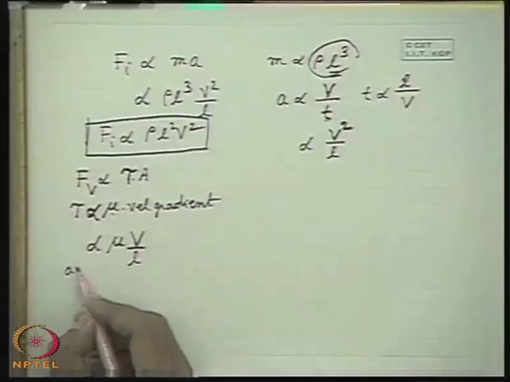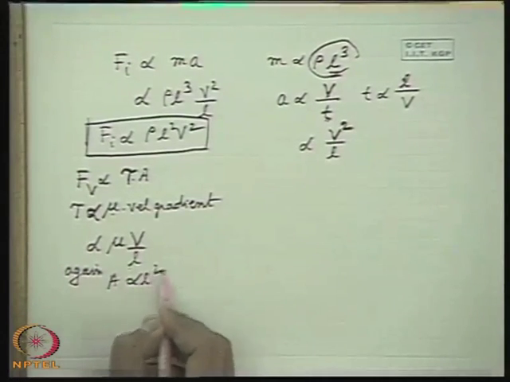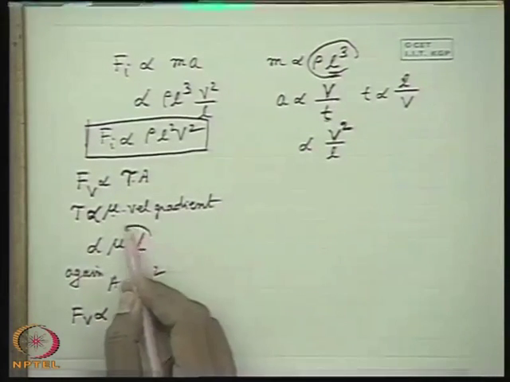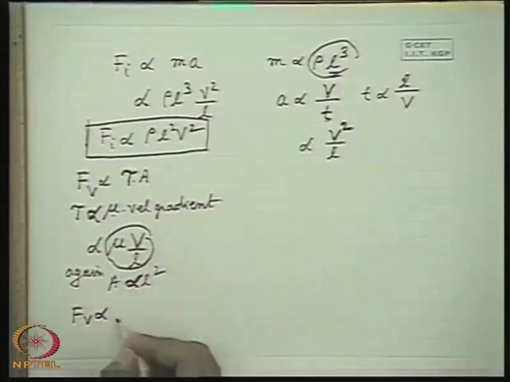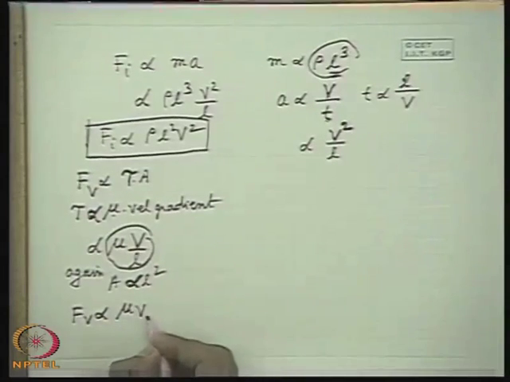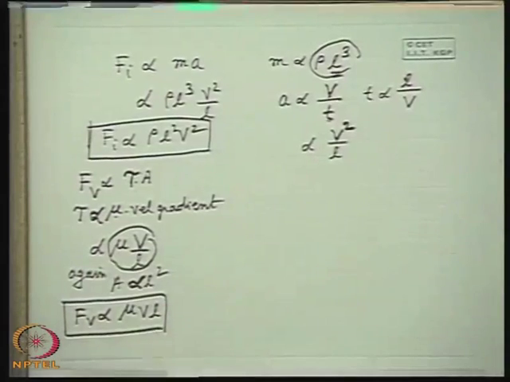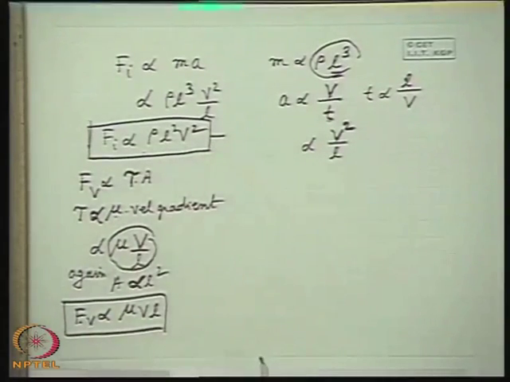Okay, again area is proportional to L square. So therefore the viscous force F_V is proportional to tau times area, that is, mu V L. Alright, mu V L. So inertia force is proportional to this, viscous force is proportional to this.